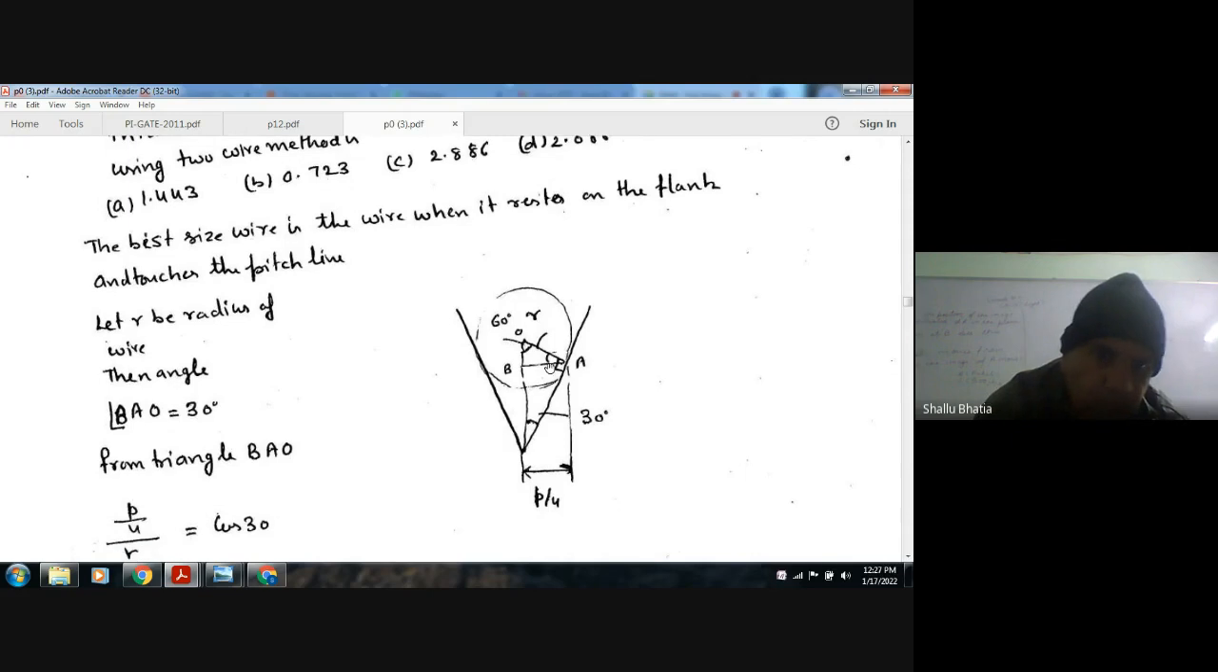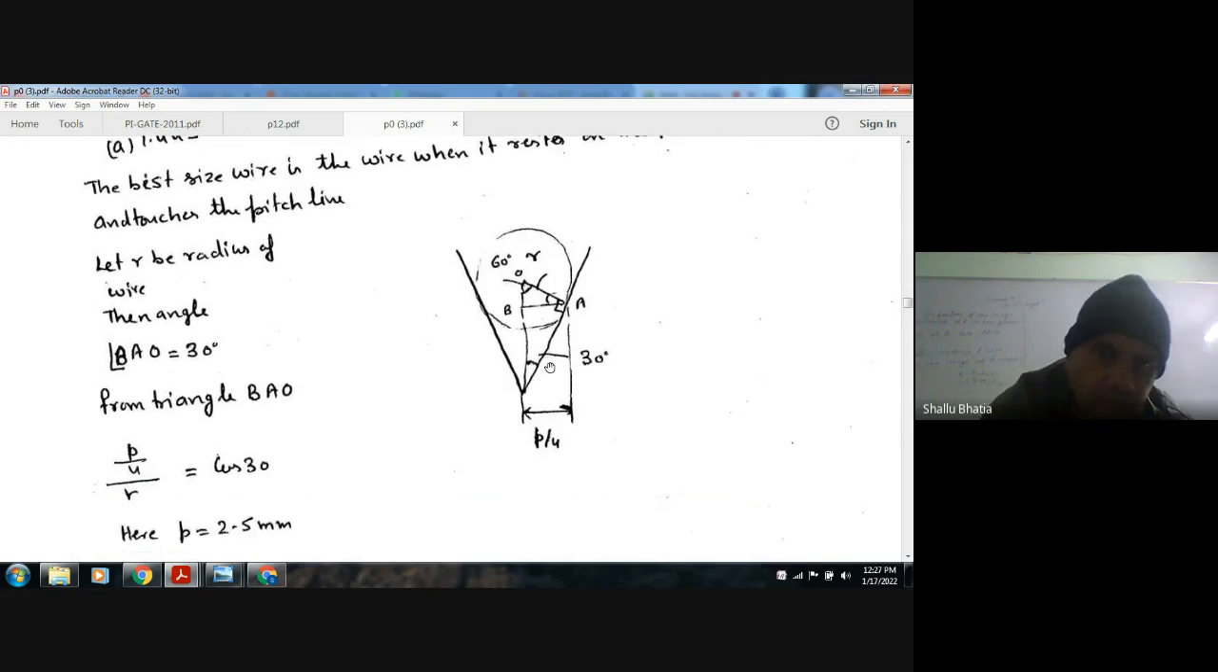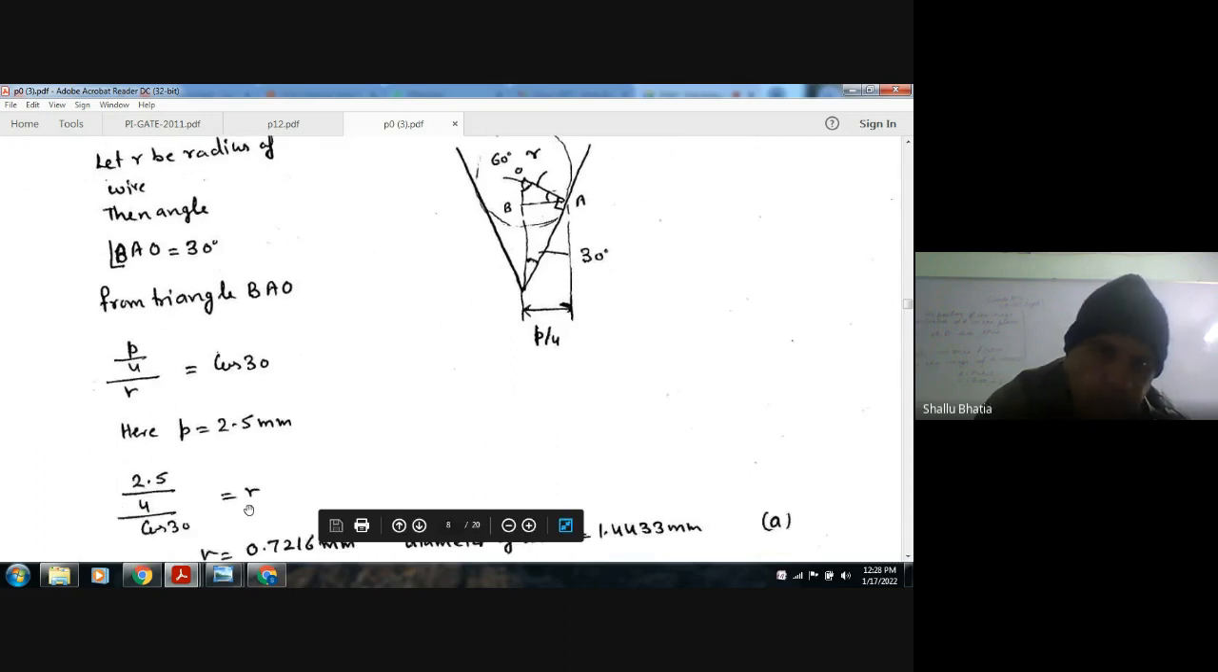P by 4 divided by R is cos 30, since P by 4 is the base, this angle is 30 because the other is 60 and this is 90 degrees. Cos 30, so the answer is yes.